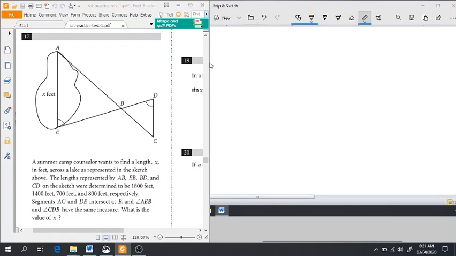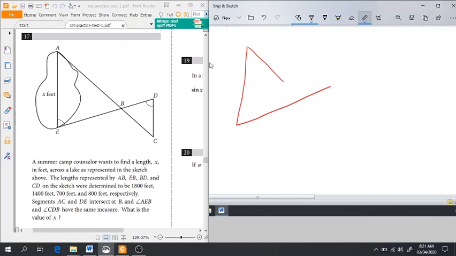So let me just resketch this diagram. Oops, I'm not good at diagrams, just refer to it for analyzing purposes.